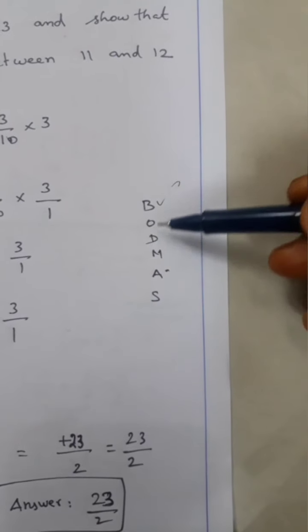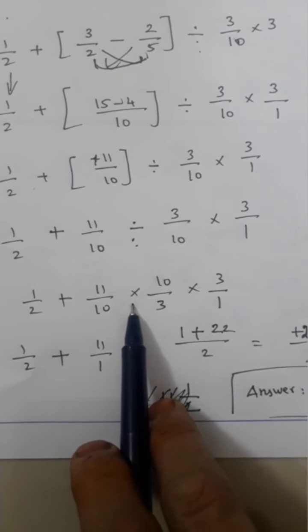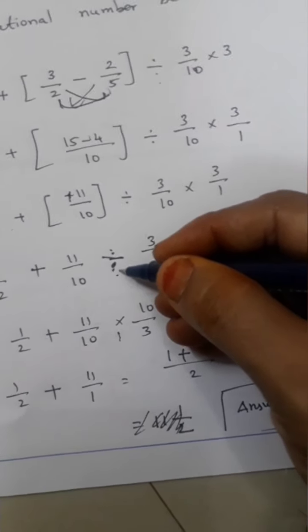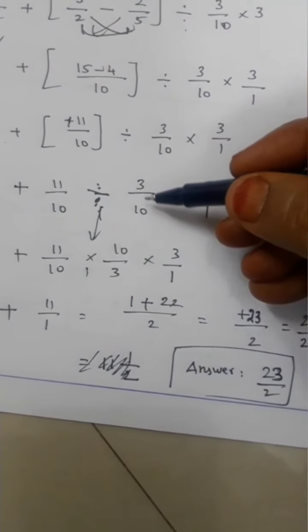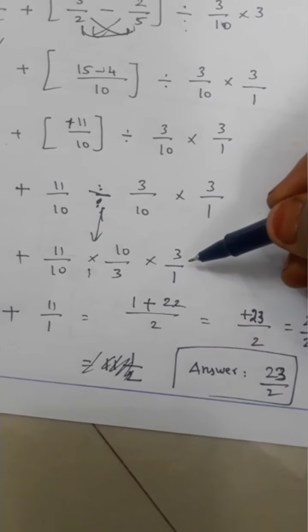Next, BODMAS rules. Bracket work is over. Next, you want to do the division. Division, here have the symbol. I change it into multiplication. Division changes into multiplication. Write here the multiplication symbol. So 3 by 10, how to write? 10 by 3. Only this one we want to change. This one should not change.